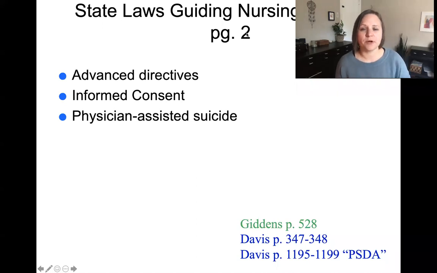In addition to the State Board of Nursing regulating nursing practice in that state, there are other state laws that guide nursing practice. So advance directives, informed consent, and physician-assisted suicide are all legislated by state law. And so that's why when we talked about the Brittany Maynard case in ethics and the right to die laws, she was able to have a physician-assisted suicide in Oregon because that state law said that was okay, while other states have not passed legislation on that. So these specific types of practice are dictated by the individual state.